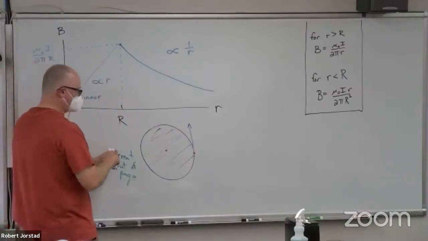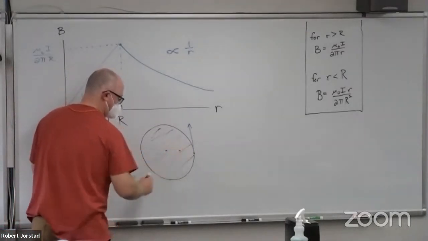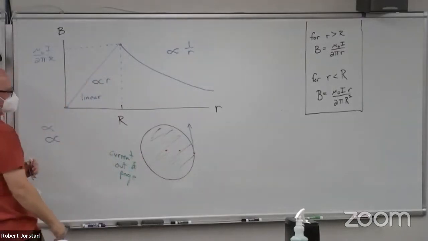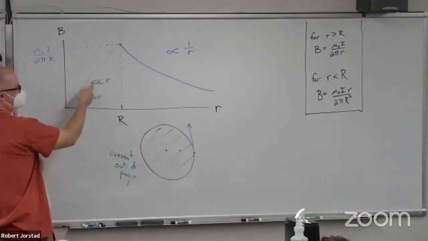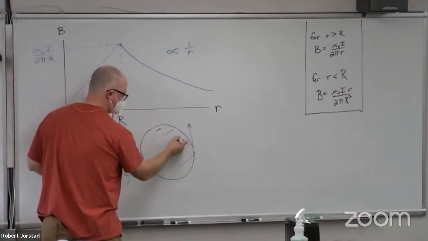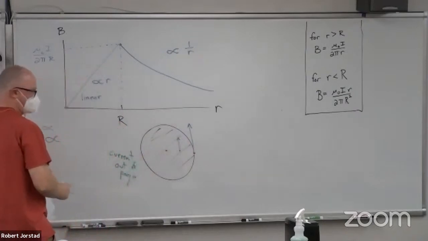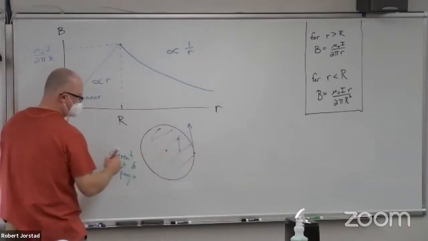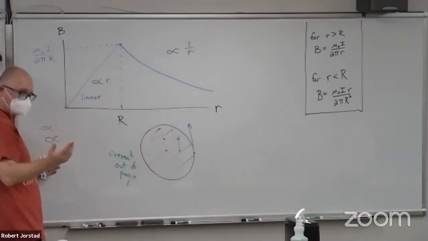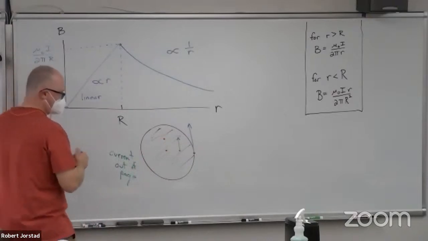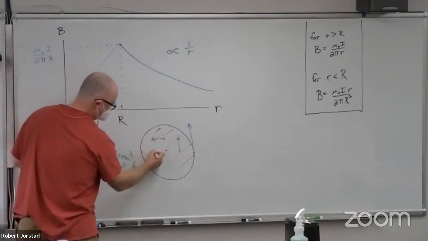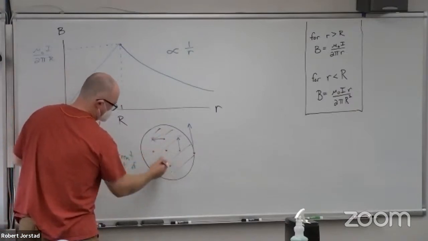If I go halfway towards the center, what should happen to the size of the B field? How far down should it go? If I go halfway to the center, and this is linear, it's half the size, right? And then I go all the way to the center. Now, what about these other points right here? What's different about this point? Same size, different direction. Same with this point and this point, right?